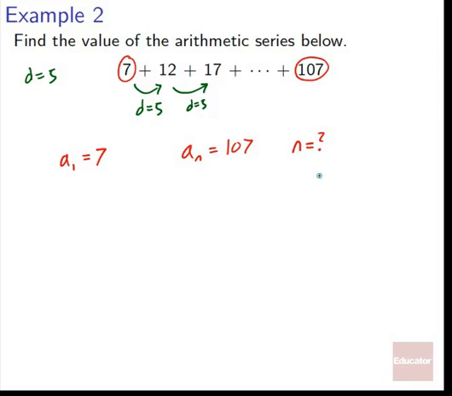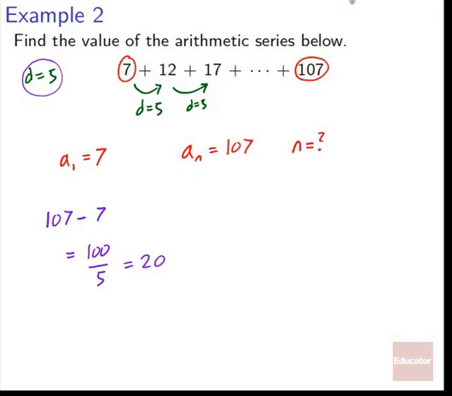So we might be tempted to do the following. 107 minus 7. Okay, that comes out to be 100. And then we go, oh, hey, our difference is 5, so let's divide by 5, and so we get 20. So n must be 20? No, not the case.